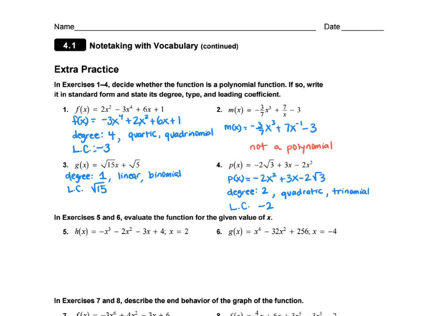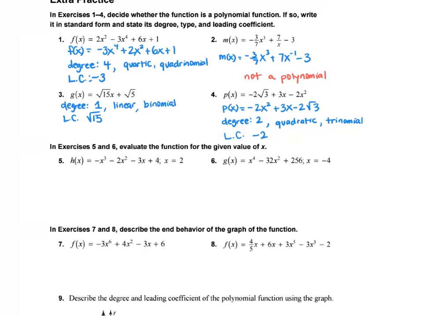Okay? All right. Next 2 questions, 5 and 6. You're asked to evaluate for the given value of x. So that's just plugging in. Okay? So for question number 5, they want you to plug in x equals 2 or substitute in x equals 2. So h of 2. Oops, sorry, positive 2. Don't know why I wrote a negative.